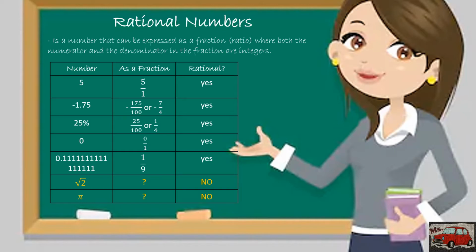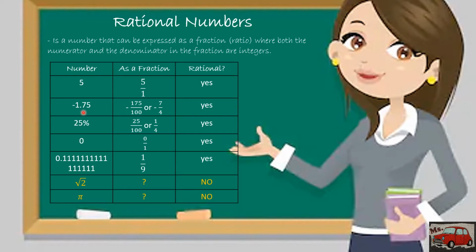So, for example, we have 5. That is an integer, right? So, lahat ng integers, kapag ginawa mo yung fraction, ang denominator niya lang is 1. Alright? So, 5 can be 5 over 1. Since numerator niya and denominator are integers, therefore, 5 is a rational number.